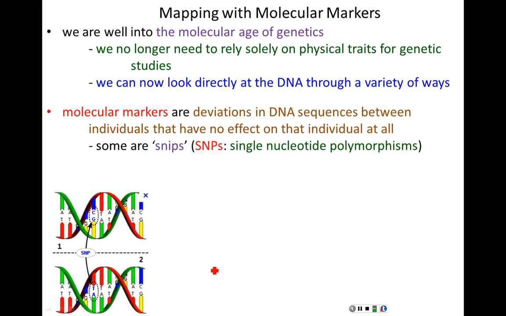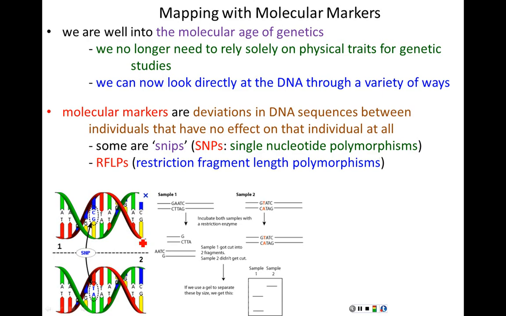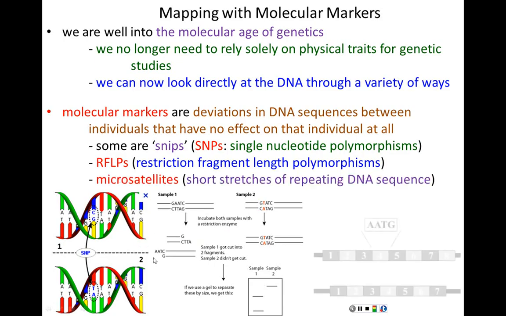Some of them are referred to as SNPs, which stands for single nucleotide polymorphisms. This is where a single DNA base pair, which in this case should be a cytosine base pair to a guanine, is something different, like a thymine base pair to an adenine. A single nucleotide change, or a single nucleotide polymorphism. That's one type of deviation, one type of molecular marker. We also have what we used to call RFLPs, restriction fragment length polymorphisms. I won't go into what those are, but they're often the result of SNPs as well.